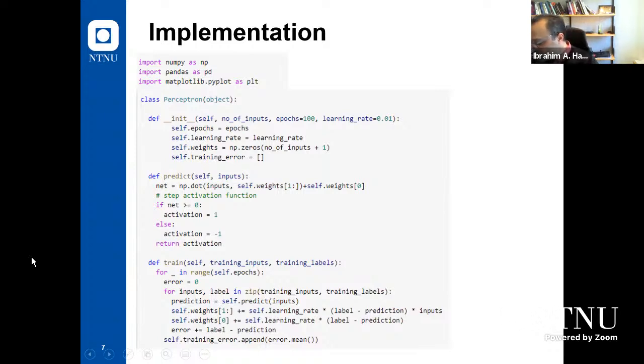So it's just an example. We have the code, so we will go to the code soon in GitHub. You have the link here in the slides, and the slides are in Blackboard. So I want to implement a perceptron.